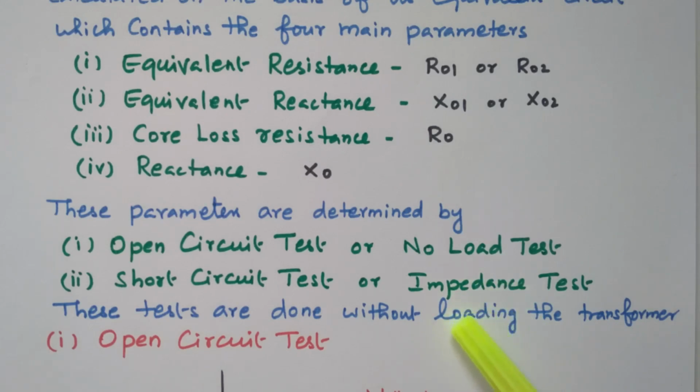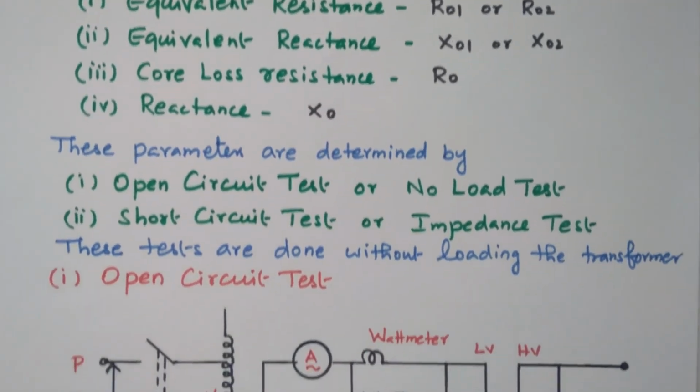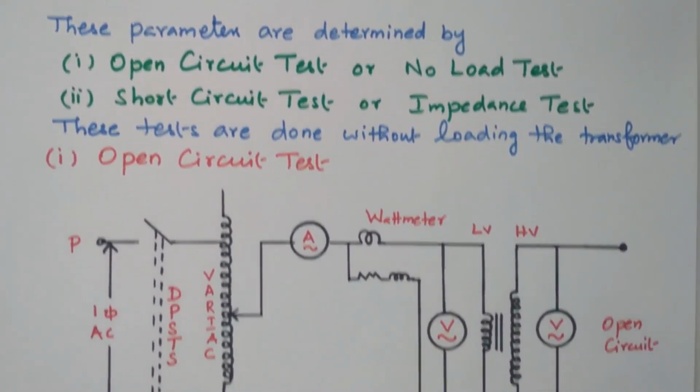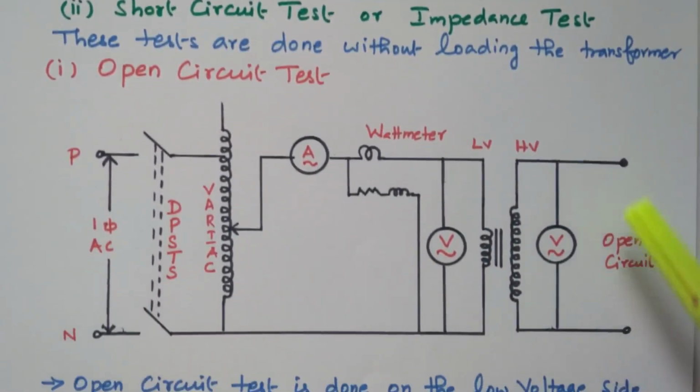No load test, that is open circuit test, OC test, and short circuit test, SC test. In this video we will see the open circuit test. The open circuit means the secondary of the transformer is kept open, there is no load connected on the secondary side, that is called an open circuit.